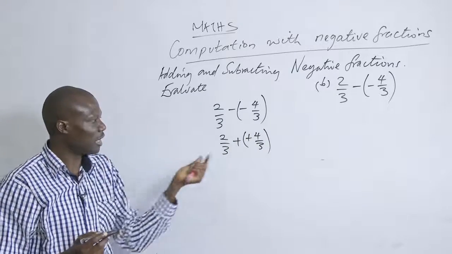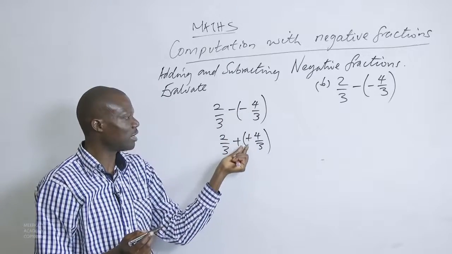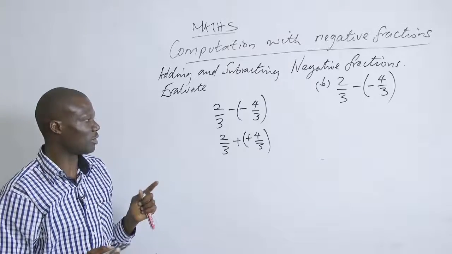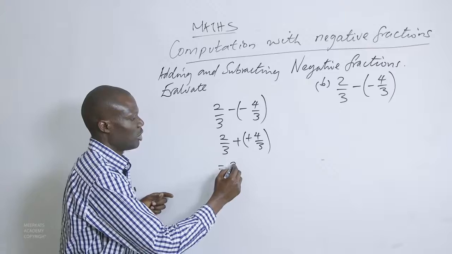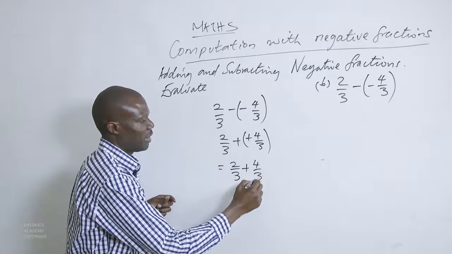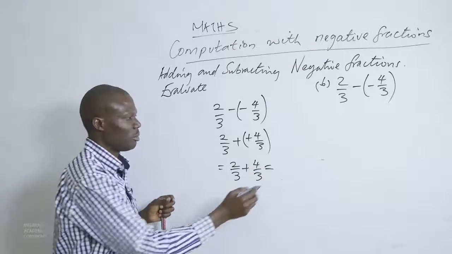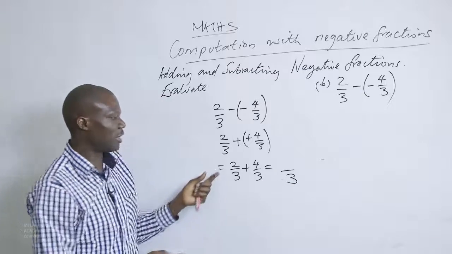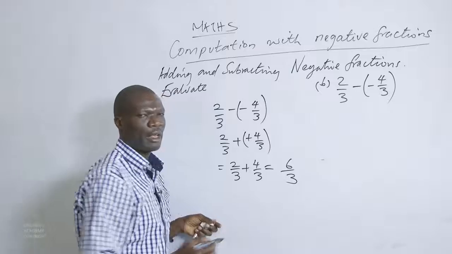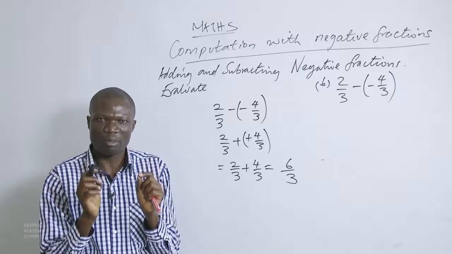That's what it means. Adding its opposite. The opposite of negative 4 over 3 is positive 4 over 3. Take note of that. So this one can be reduced to 2 over 3 plus 4 over 3. Looking at the denominators, they are all 3, so we maintain 3 here, and then 2 plus 4 gives us 6.